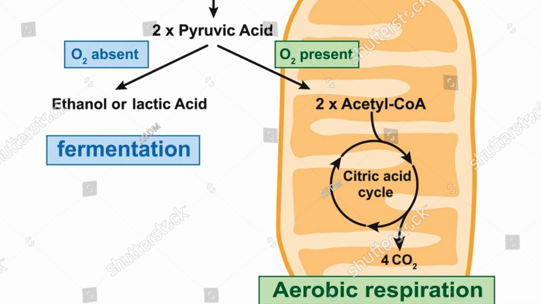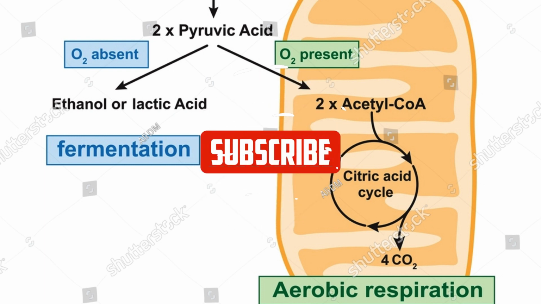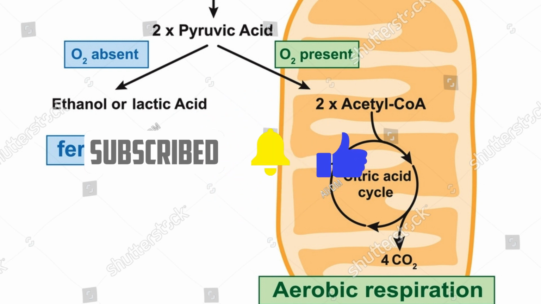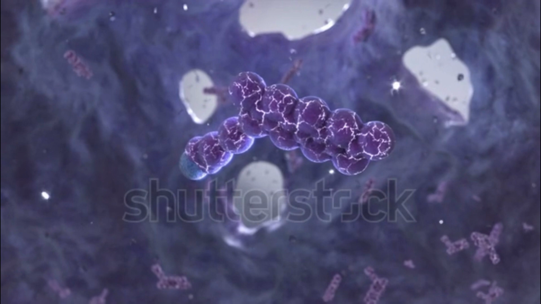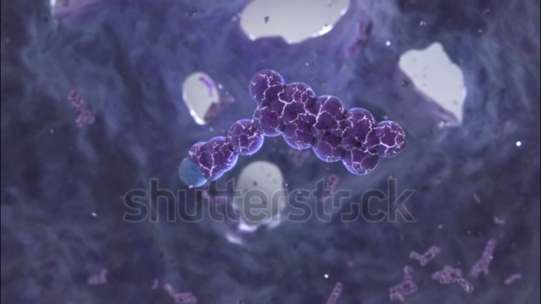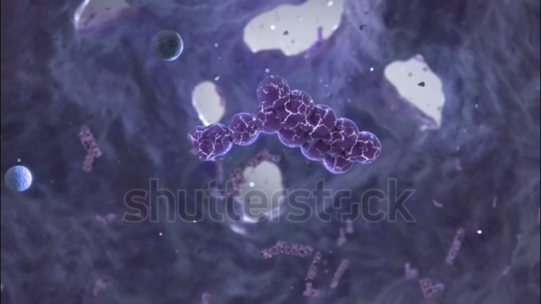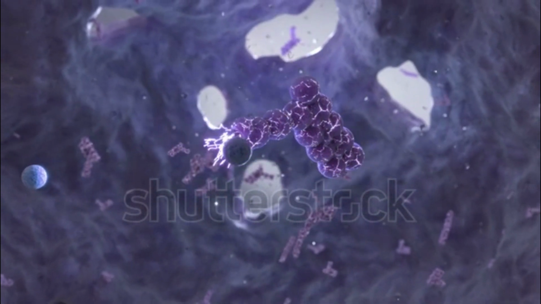Part 2. The Krebs cycle. If oxygen is available, pyruvate can enter the mitochondria and undergo further oxidation. The pyruvate is first converted into acetyl-CoA by pyruvate dehydrogenase, producing one molecule of NADH and one molecule of CO2. The acetyl-CoA then enters the Krebs cycle, also known as the citric acid cycle or the tricarboxylic acid cycle, where it is combined with oxaloacetate to form citrate.